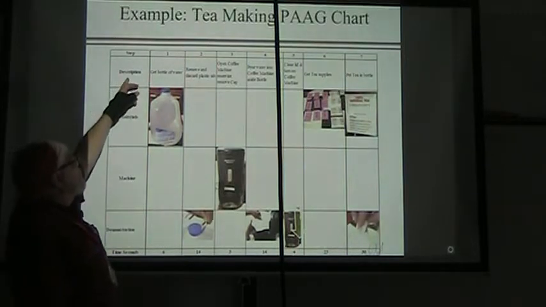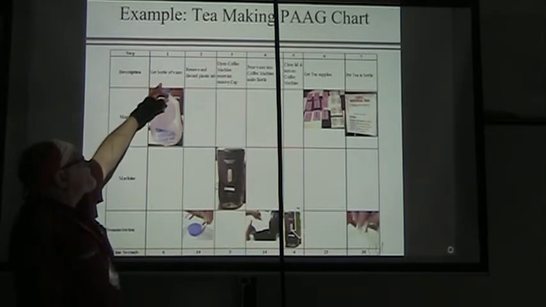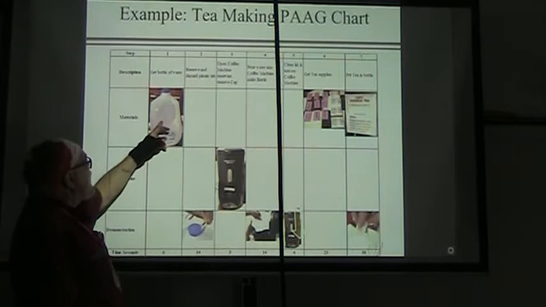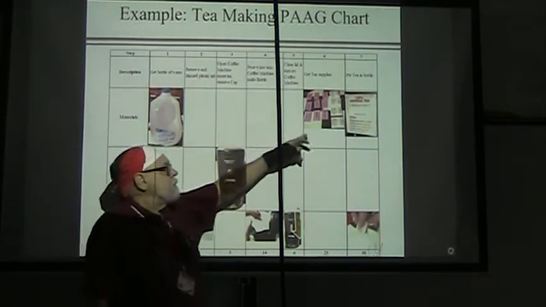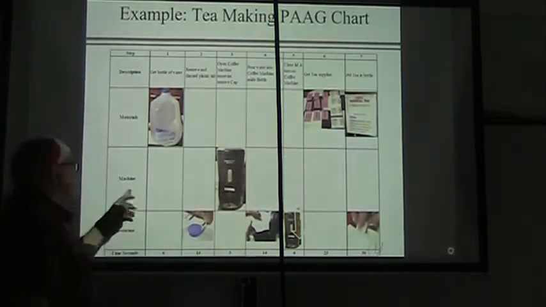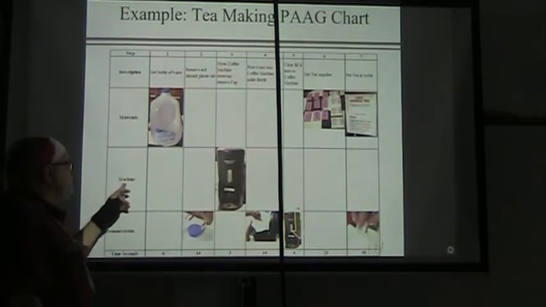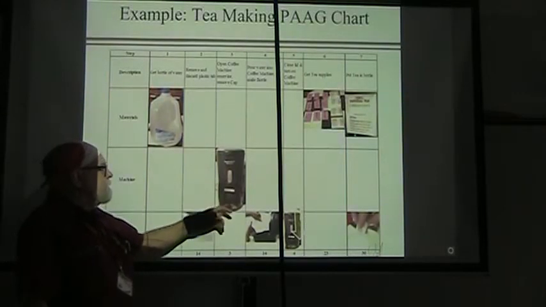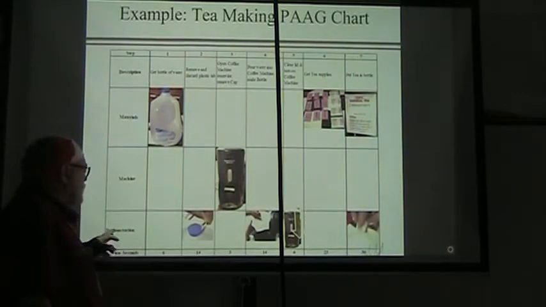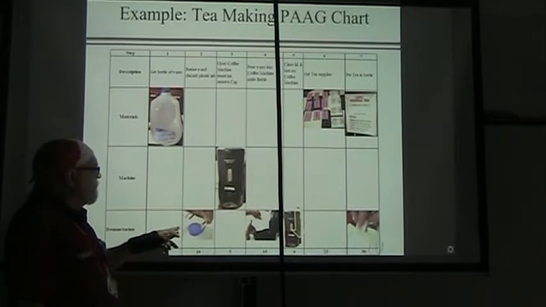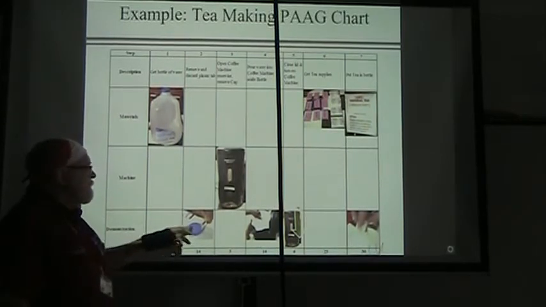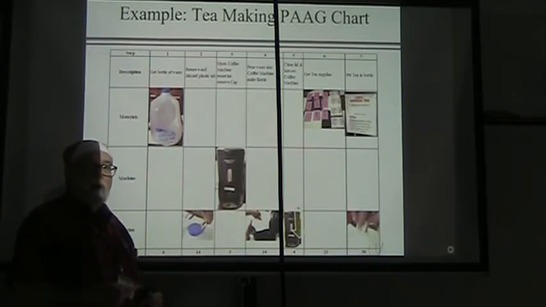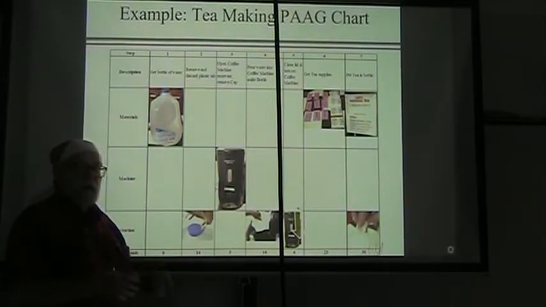We want a description of the steps. We want to know what materials have to be used at each step. We want to know what machines or tools or equipment need to be used in each step, and a demonstration of what we are doing if it's a difficult or likely to be not understood step.